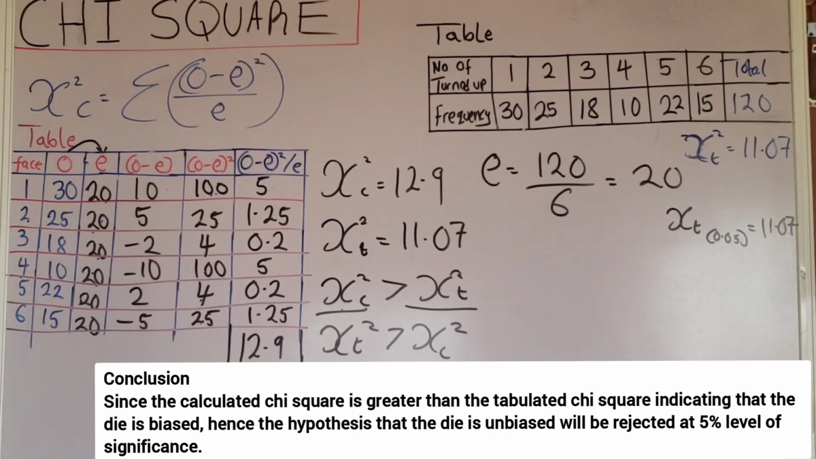Don't forget that we are testing a hypothesis. In the question we are asked to test the hypothesis that the die is unbiased. So in this case, we are going to reject the null hypothesis. Please, all these are very simple. All you have to do is just pay attention to the explanation.